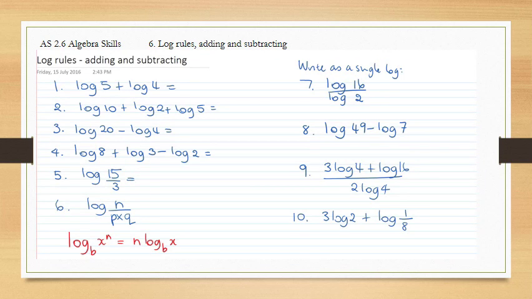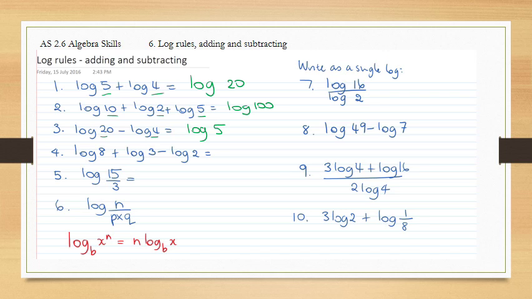In this tutorial, we're going to look at the log rules involving adding and subtracting to simplify logs. So in the first one here, log 5 plus log 4, when we're adding, we actually multiply the numbers, so that becomes log 20. When we're adding, we multiply: 2 times 10 is 20, times 5 is 100, log 100. In this case, when we're subtracting logs, we divide, so this becomes log 20 divided by 4 is log 5.